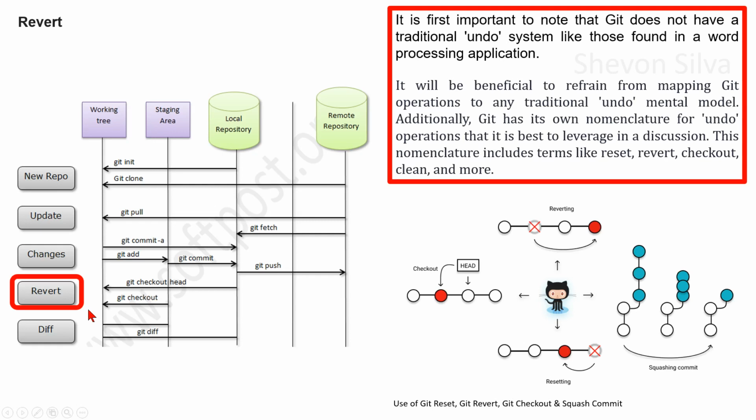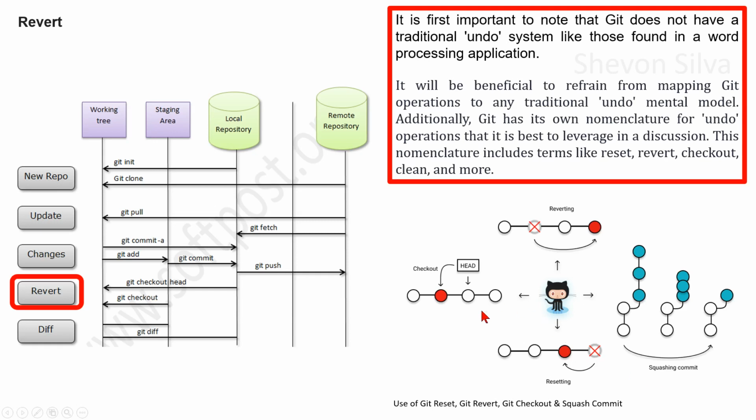This nomenclature includes terms like reset, revert, checkout, clean, and more. Here you can see the use of git reset, git revert, git checkout, and squash commit.